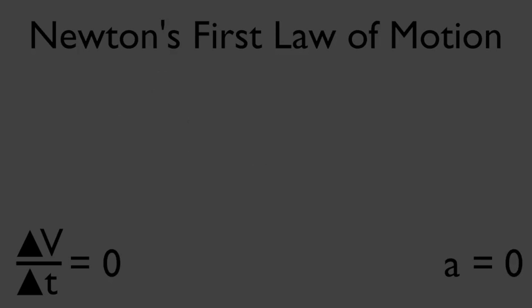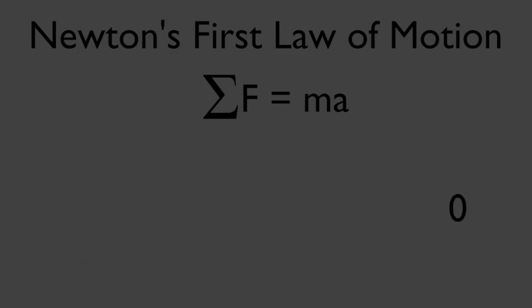Now, if we look at the equation that governs this law, the sum of the forces equals mass times acceleration. Go ahead and plug in 0 for our acceleration because we know what that is. So we have the mass times 0, which is just 0. So the sum of the forces acting on the object when it's either standing still or moving at a constant velocity equals 0.